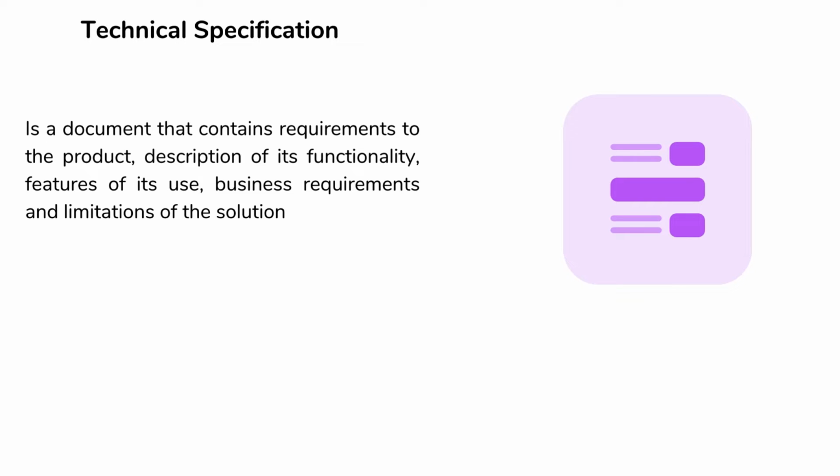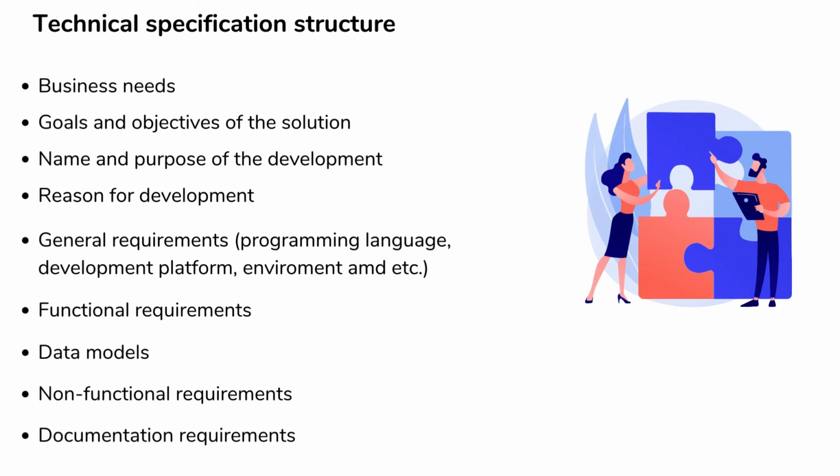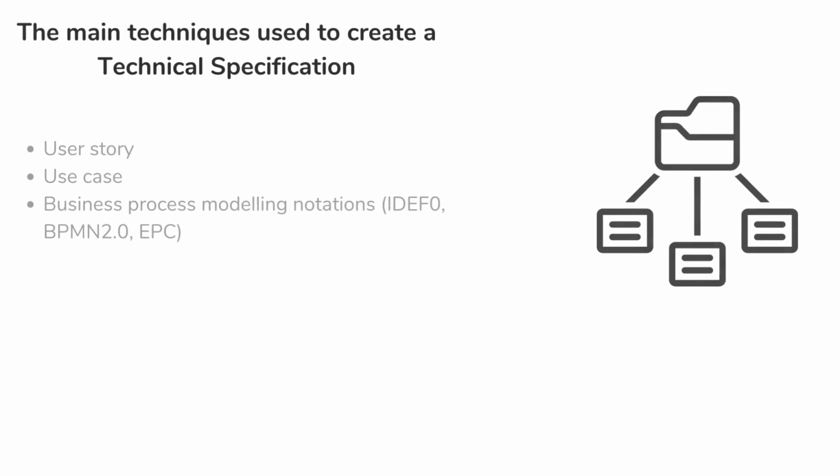Technical specification structure: key information about the business, product features, description of the business needs, goals and objectives of the solution, name and the purpose of the development, reason for development, general requirements to the product, service, programming languages, development platform, environment, software operating system, functional requirements, data models, non-functional requirements, and documentation requirements. Basic techniques: user story, use case, business process modeling notation, IDEF, BPMN, EPC.